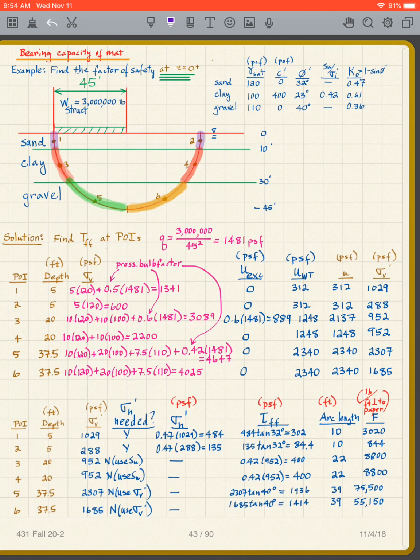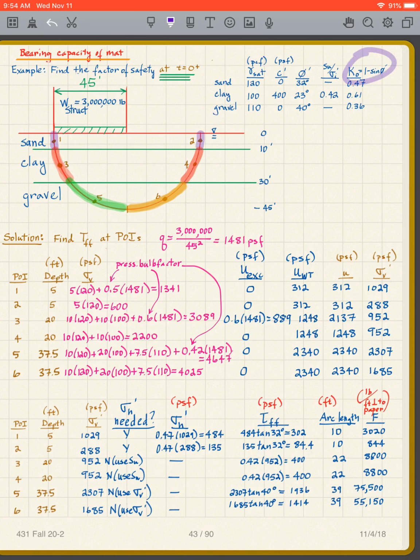So this problem is: find the factor of safety at t equals 0 plus. Now, what does that mean? Of course, that means I've got my water table up here, for instance, but I'm going to be drained in the sand, drained in the gravel, undrained in the clay. So at t equals 0 plus, here are our soil properties.